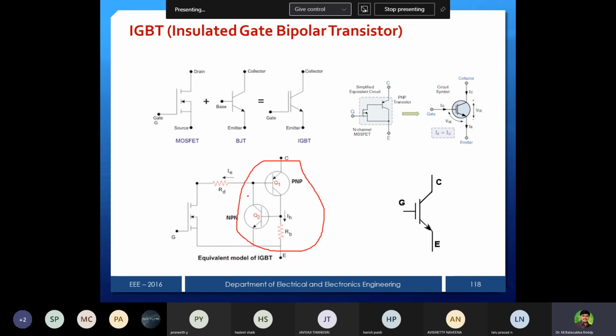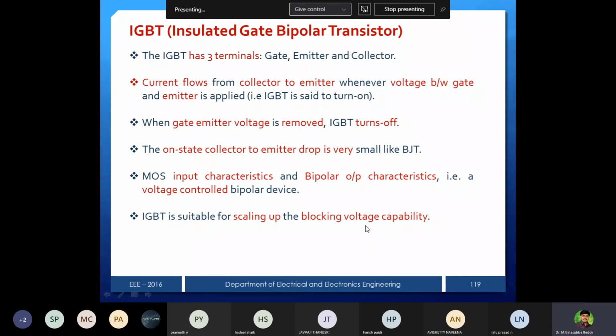This is like a two transistor model, and then it is connected to the MOSFET. Finally we get all three terminals: one is the gate, then the collector, then the emitter. This is the symbol of an IGBT. Now you can see these three terminals. As I said, there is a gate, collector and emitter.